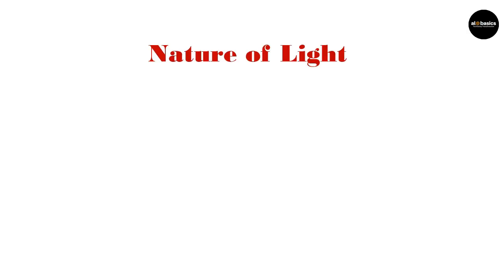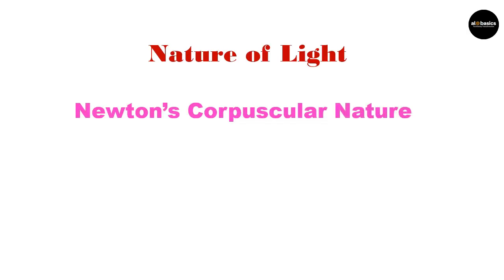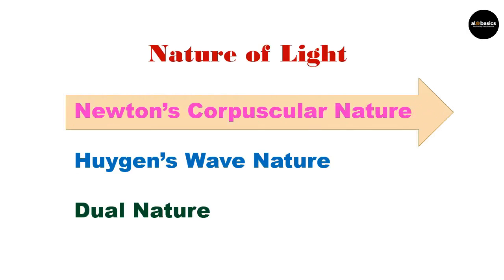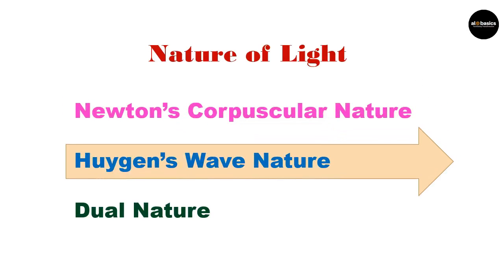Initially, it was considered that light is in the form of particle. And related to this concept, the first theory was put forward by Newton, known as Newton's corpuscular theory. Then came the wave nature of light, suggested by Huygens, known as Huygens wave theory. Both these theories were proposed within a gap of few years.